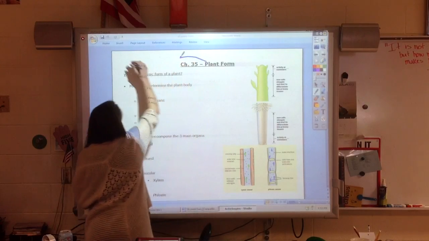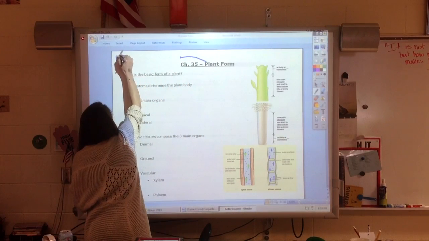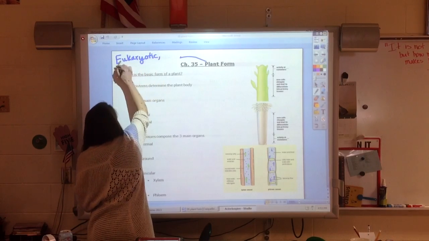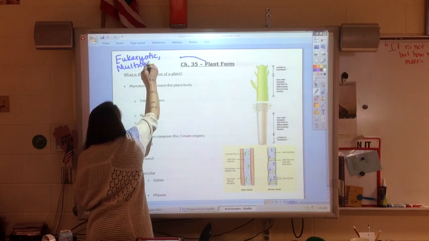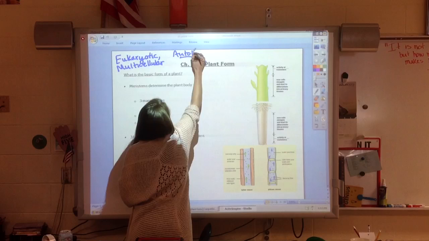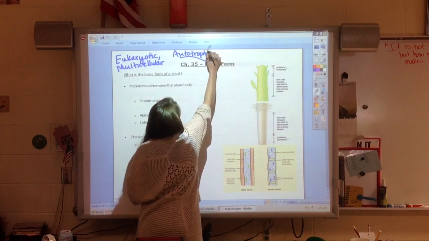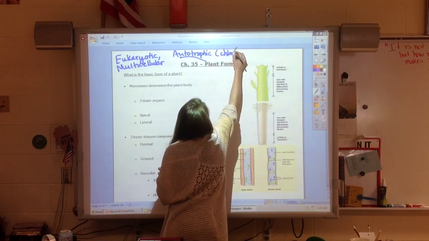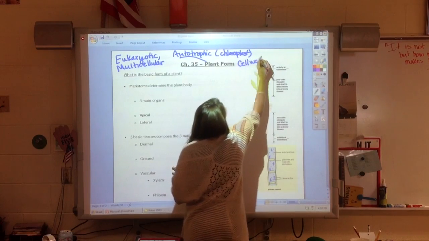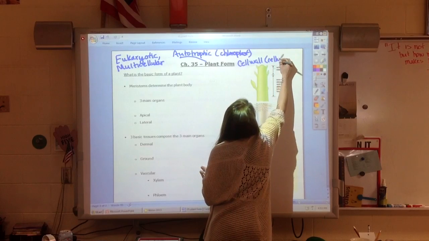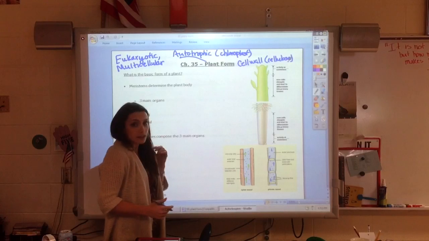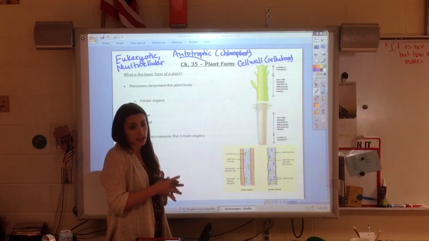The first is going to be the idea of how plants are unified. So plants are all going to be eukaryotic. They're all going to be multicellular. They are all autotrophic with a chloroplast. And they all have a cell wall made of cellulose. Those are characteristics that all plants have in common, and that's what groups this kingdom together.